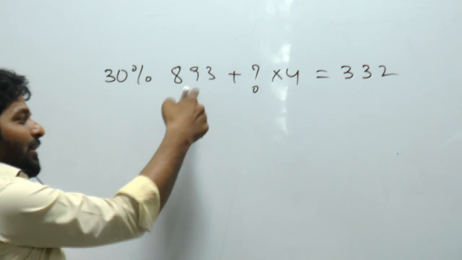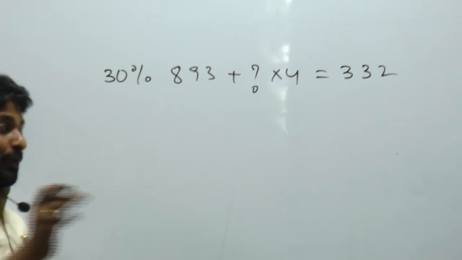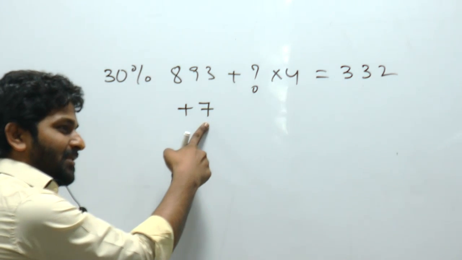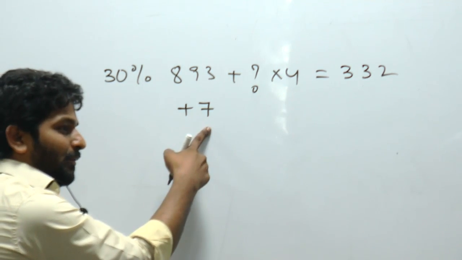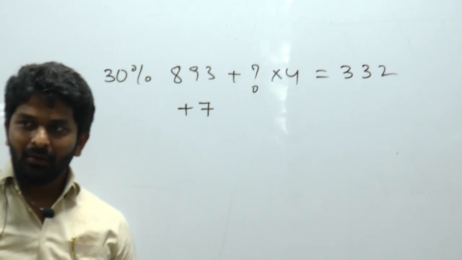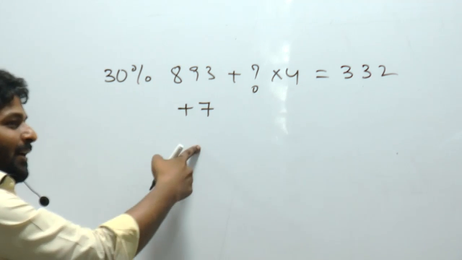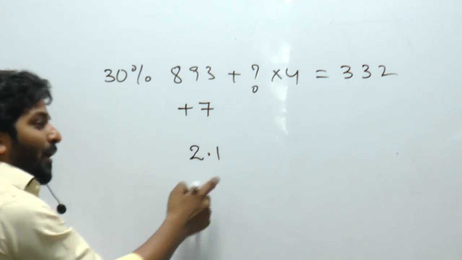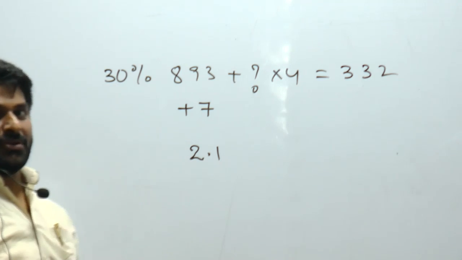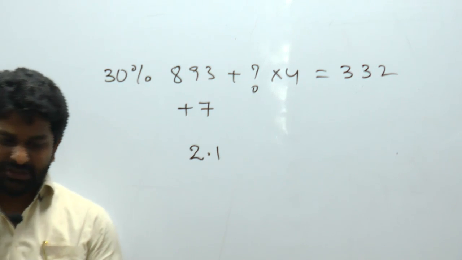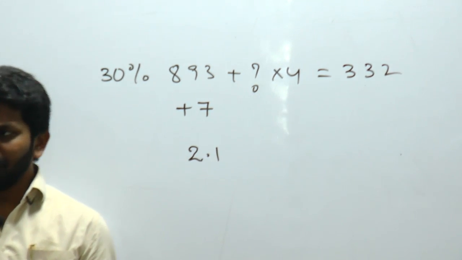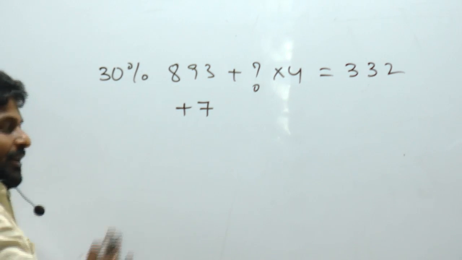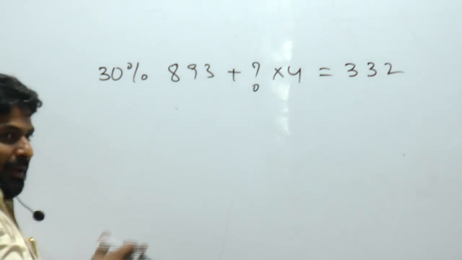893, so we'll make it 900. I'll tell you how much we are adding. How much is 10% of this? 30%? 2.1. Okay. So if you make it 900, hardly total effect in your answer will be 2.1. Look at your options. Are these numbers very close to each other? No. You have comfortable gap, right? So it will not make any sense.